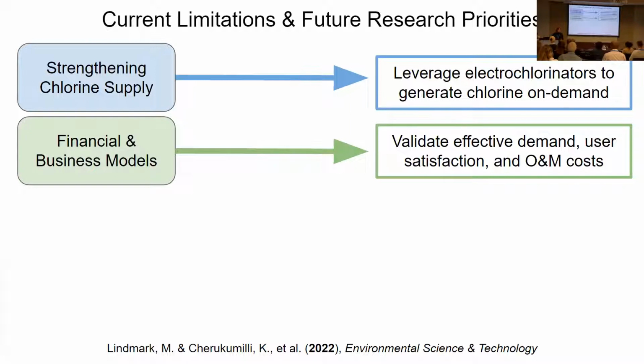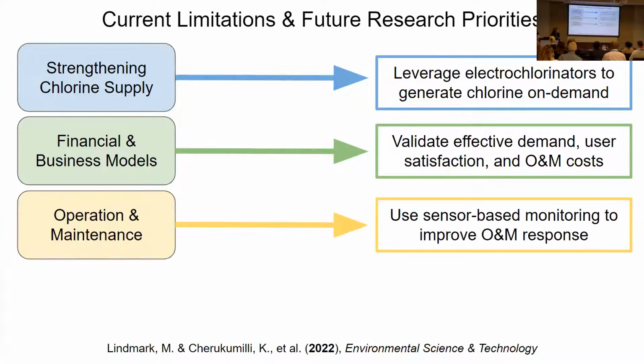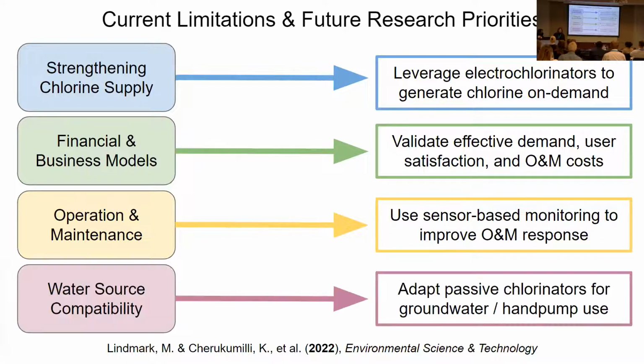So how do we actually make it so communities can afford to use these systems? Some of the things needed in future research are validation of effective demand, O&M cost needs to be assessed, user satisfaction, et cetera. Next, operation and maintenance is one of the most critical things to the success and effectiveness of chlorinators. One of the ways that we can overcome that or assess that is using sensor-based monitoring to actually improve O&M response rather than base it off of a circuit rider type model.